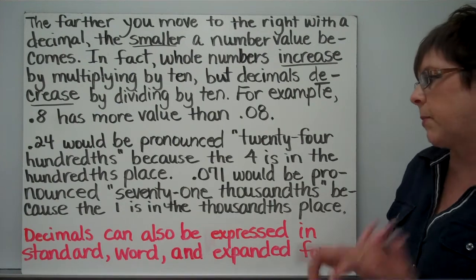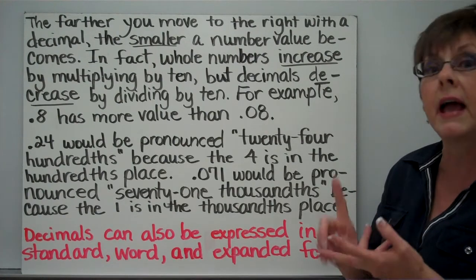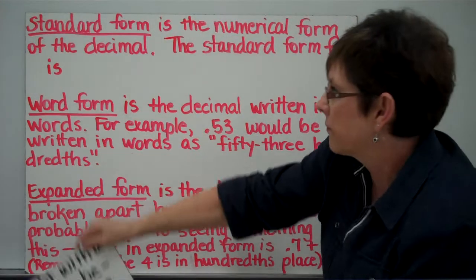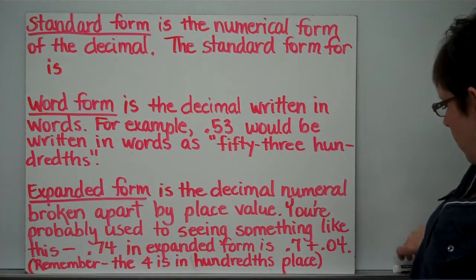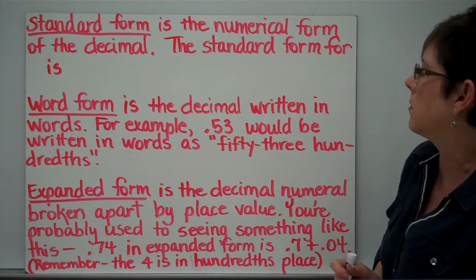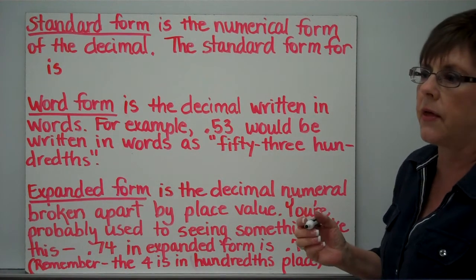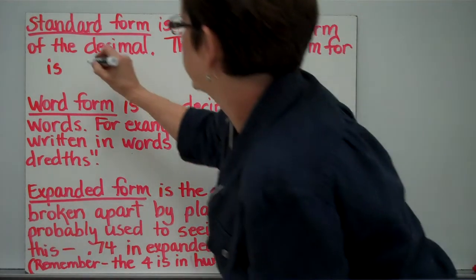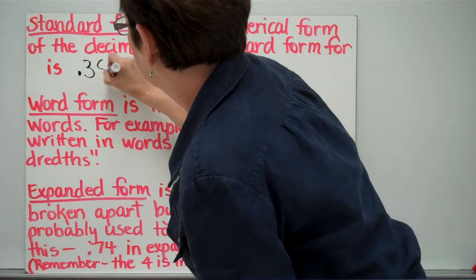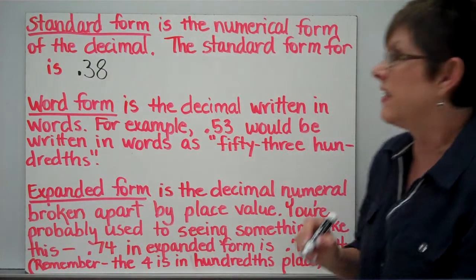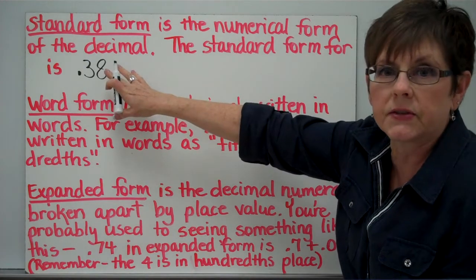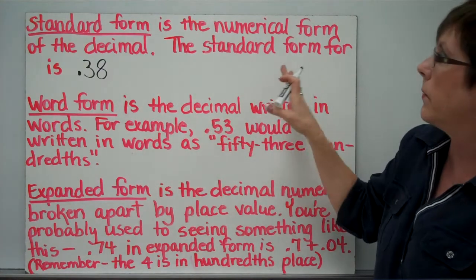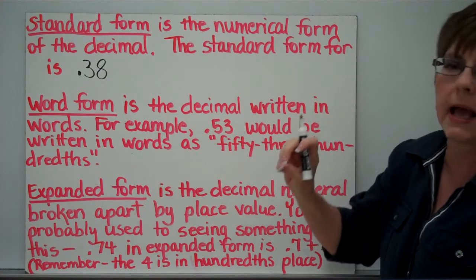Decimals also can be expressed in standard, word, and expanded form, just like whole numbers can. Now, the standard form is always the numerical form of the decimal. Let's say that we had 38/100. The standard form for 38/100 is this. The 3 is in the tenths place, and the 8, which is the last number, farthest to the right, is in the hundredths place. We would write it as decimal point 38.